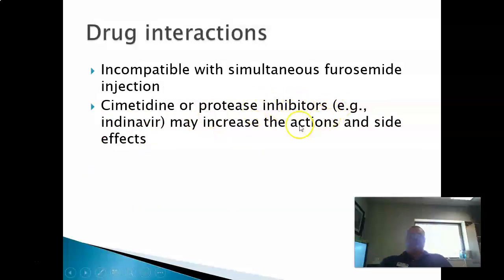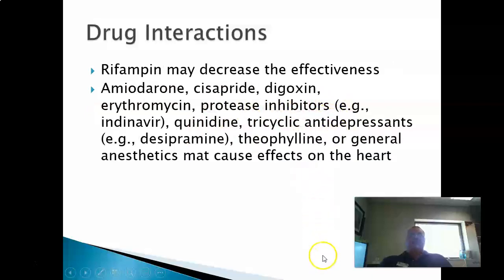Any of the protease inhibitors can increase the actions and the side effects. And if you give it with amiodarone, digoxin, or any of the antidepressants, it can cause effects on the heart. So if they're already on a medicine, especially amiodarone and dig, you really want to be careful when you give Cardizem to these patients. And by the way, usually you don't see patients that are on long-term amiodarone and digoxin in some sort of SVT situation.